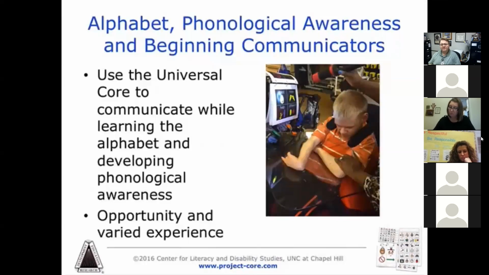Students do not have to master concrete symbols before we start to introduce and use more abstract symbols. This understanding led us to begin teaching the universal core vocabulary to students with significant cognitive disabilities and supports our efforts to teach the alphabet and phonological awareness. It will take time and many, many varied experiences, but given enough opportunities to learn, students with significant cognitive disabilities can learn the alphabet and develop phonological awareness while they are learning to communicate using symbols that represent the words in the universal core.